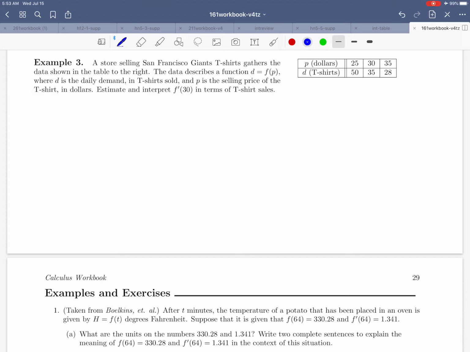Hello everybody and welcome to example 3. We are looking at the bottom of page 28 in the workbook here. Let's read this question together.